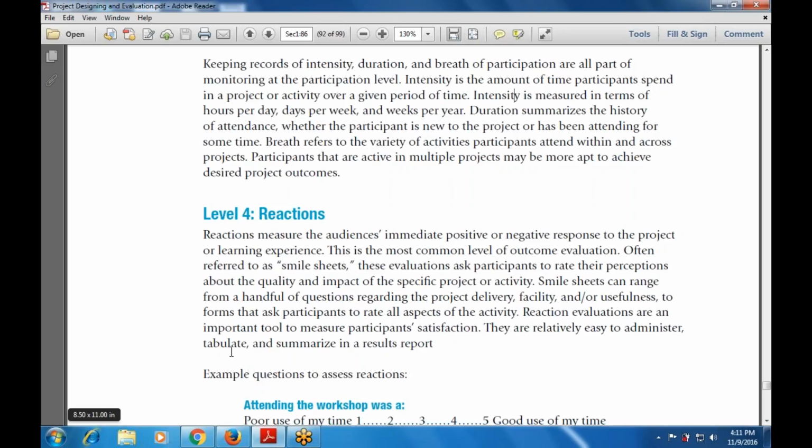And reaction evaluations are an important tool to measure participant satisfaction. Whatever the reaction, whatever the evaluation criteria, it is considered an important tool to measure participant satisfaction. And they are relatively easy to administer, tabulate, and summarize in a result format. So they are easy to administer in the sense of easy to get the data, tabulate, and summarize in a result report.